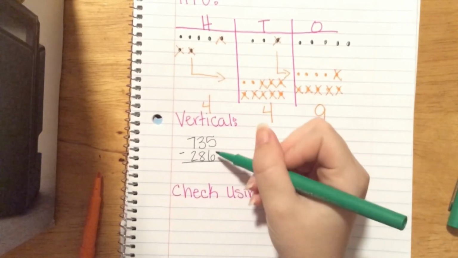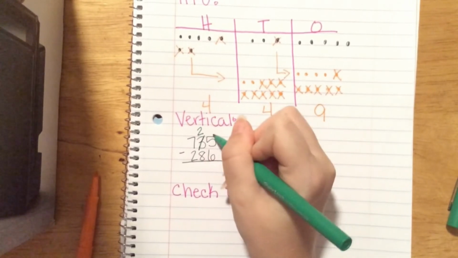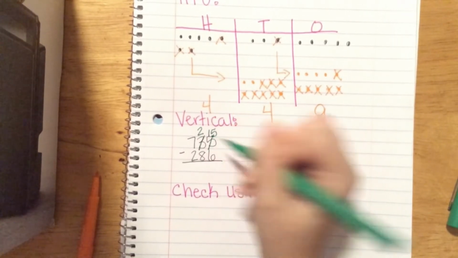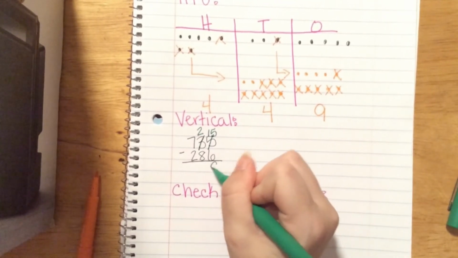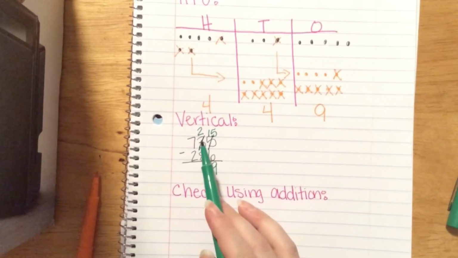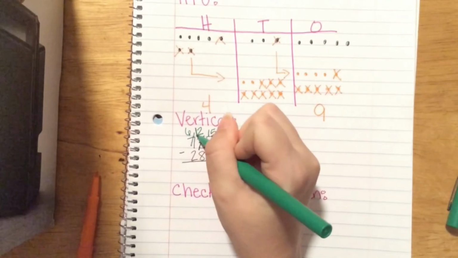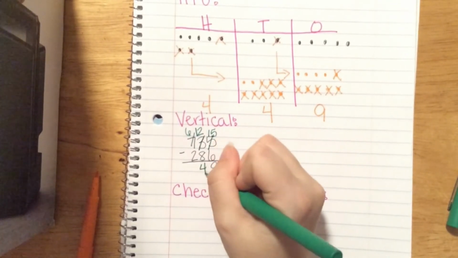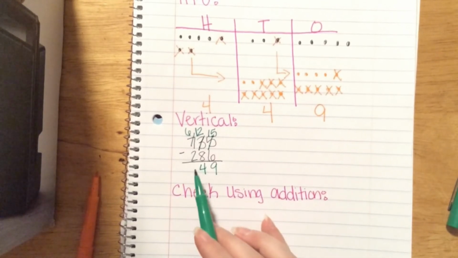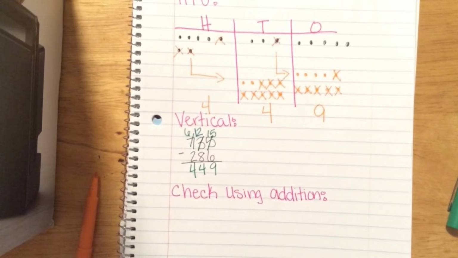So if we start in our ones, we already know we don't have enough ones. We'll decompose that 10 into 10 ones. That gives us 15. 15 minus 6 is 9. We come over to our tens. We don't have enough tens, so we need to decompose 100 to give us 12 tens. 12 minus 8 is 4. And then in our hundreds, 6 minus 2 is 4. So we got the same answer two different ways.